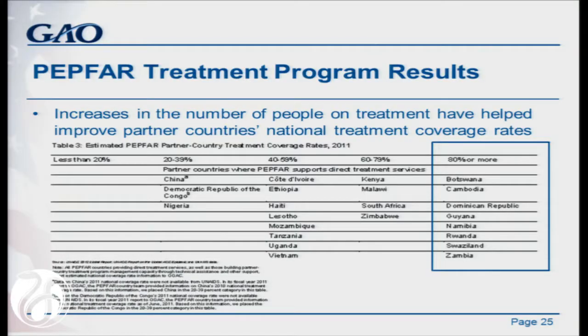And so here you see an array of PEPFAR countries where PEPFAR provides direct treatment services. And on the right-hand side there, you can see that there are 8 countries where coverage rates are higher than 80%. For all of the countries in this table, you look at data from 2010 and you see increasing coverage rates. So greater numbers of people on treatment, the result here then is higher coverage rates. IOM's report mentions that, and Jane mentioned it earlier.